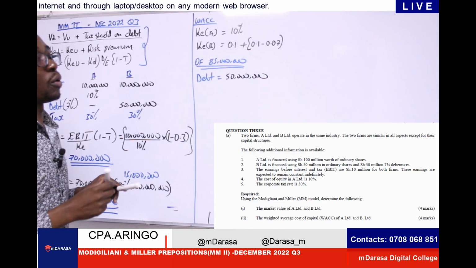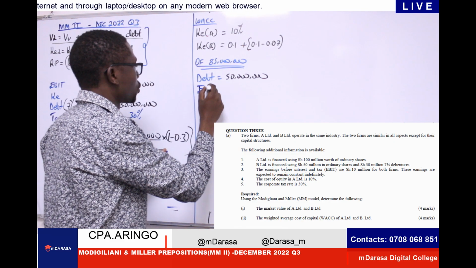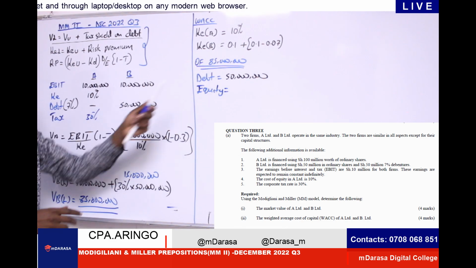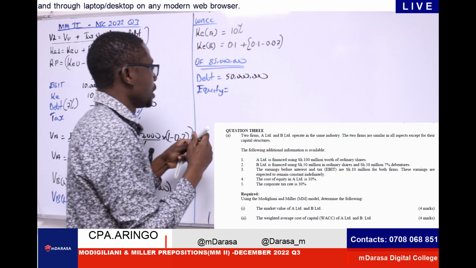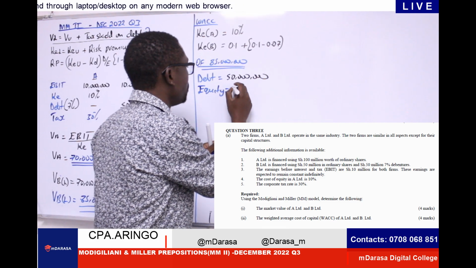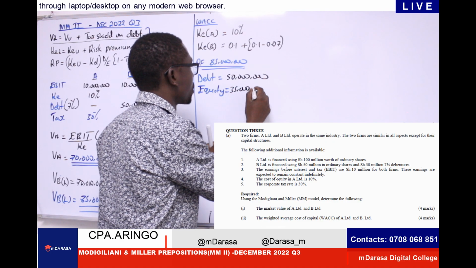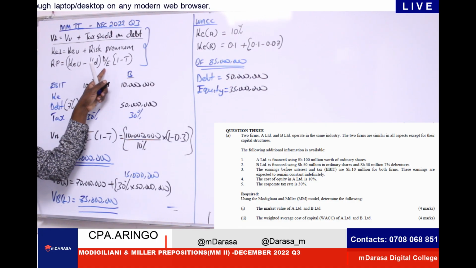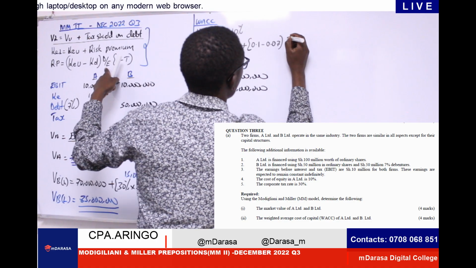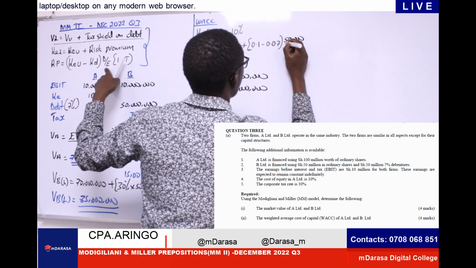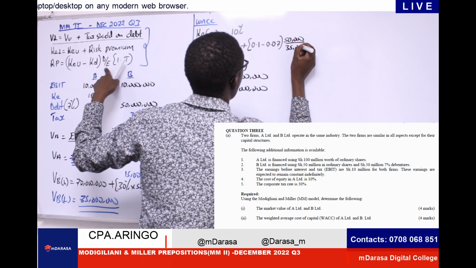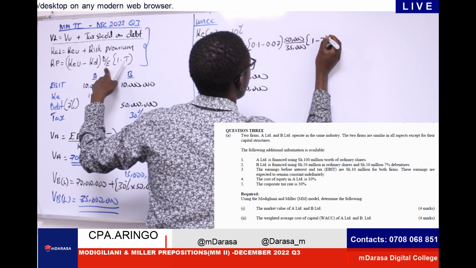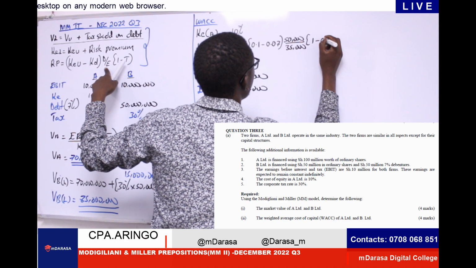So what about our equity component, my good students? If the total value is 85 and my debt is 50, what will be our equity? Our equity, therefore, we can agree to be the balance, which is 35 million, right? So once I have that, I should have here my debt to equity ratio. So I'll be talking of 50 million divided by 35 million. All this, I should not forget to incorporate 1 minus t, which is 1 minus 0.3.